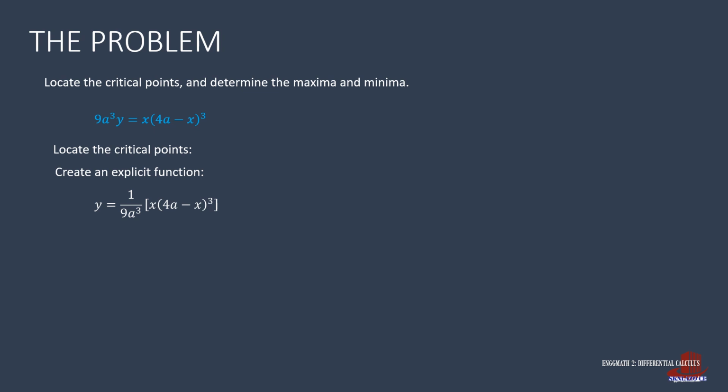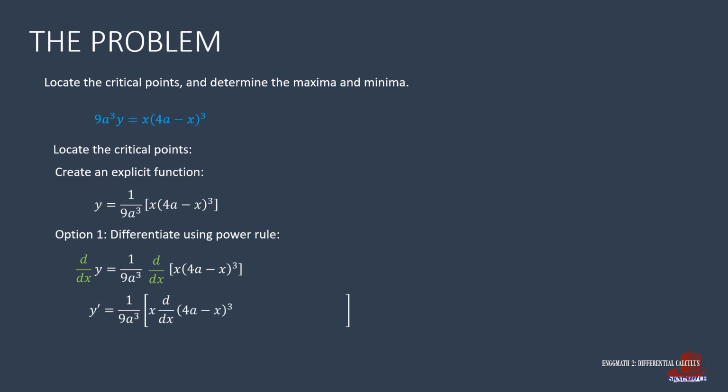There are different ways to differentiate the function. The first option is to keep the function as it is. And having two terms, the differentiation can be done using power rule. With the constant brought out, y prime is 1 over 9a cubed. Then with power rule, the function becomes x times the derivative of the cube of 4a minus x. Then add the second term multiplied by the derivative of the first term x. dx over dx is 1, simplifying the last term.